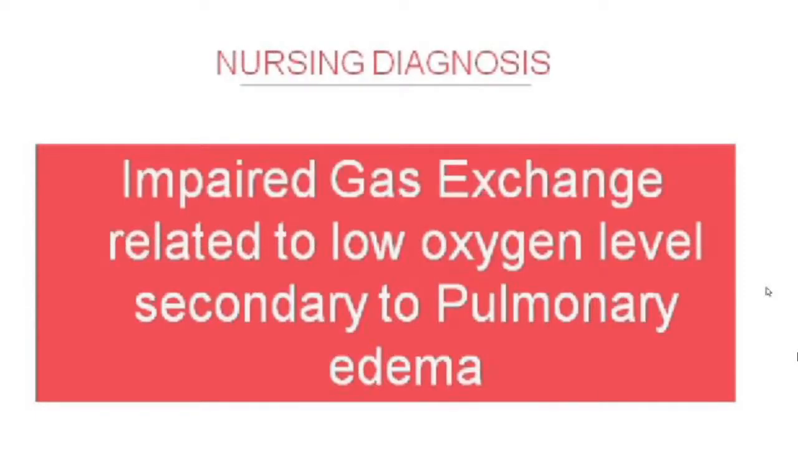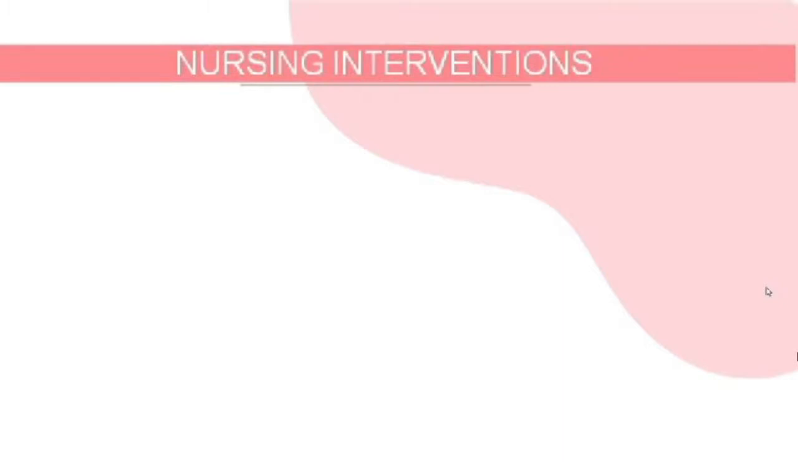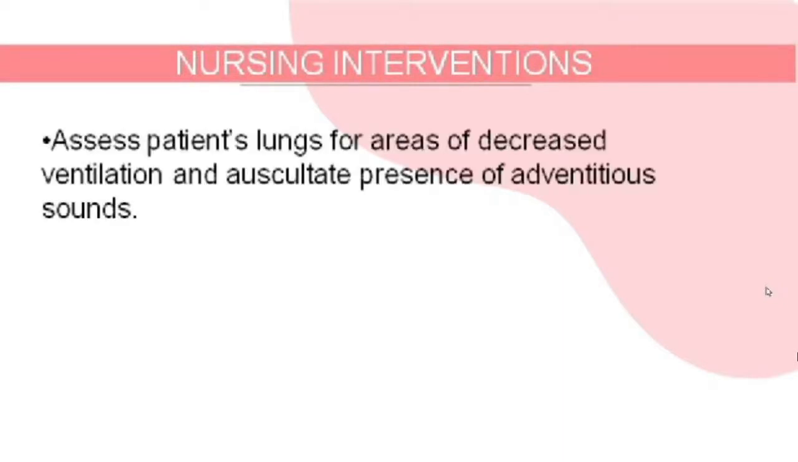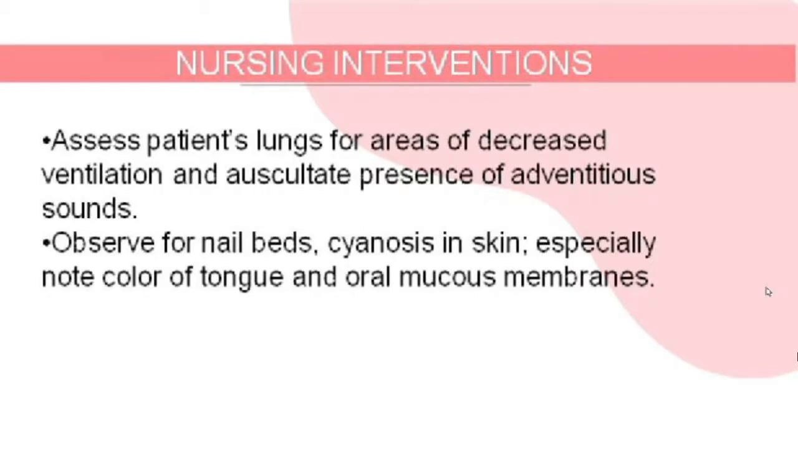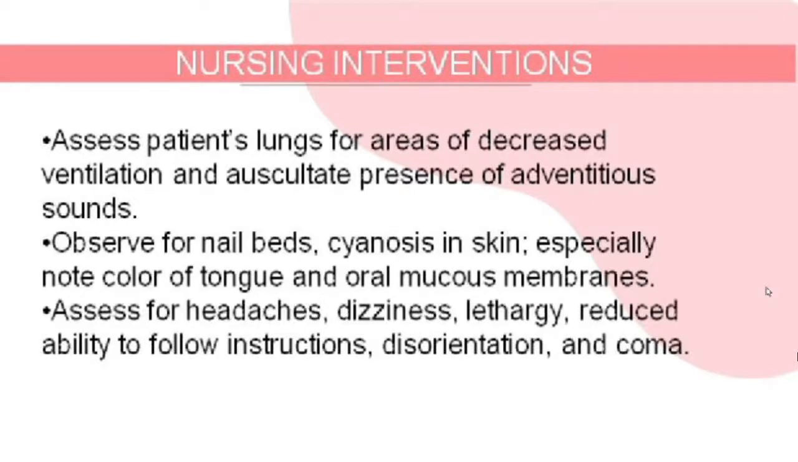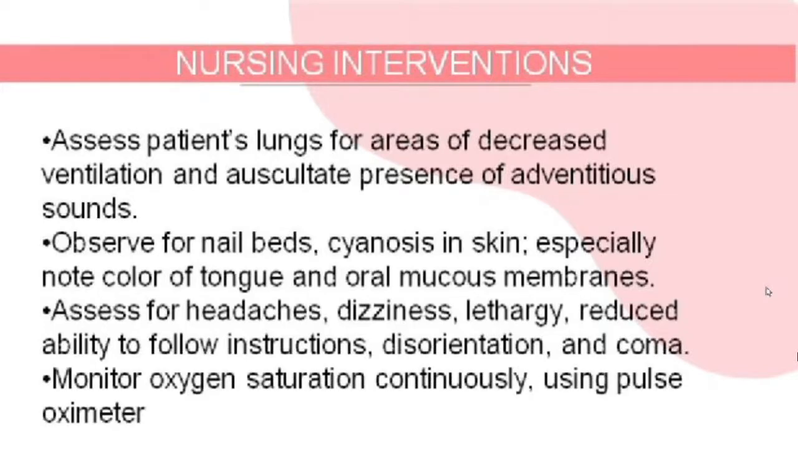Nursing diagnosis is impaired gas exchange related to low oxygen level secondary to pulmonary edema. The nursing interventions are assessing the patient's lungs for areas of decreased ventilation and auscultating for the presence of adventitious sounds. Observe the nail beds and cyanosis in skin, especially note the color of the tongue and oral mucous membrane, and assess for headaches, dizziness, lethargy, reduced ability to follow instruction, disorientation, and coma. And monitor oxygen saturation continuously using a pulse oximeter.